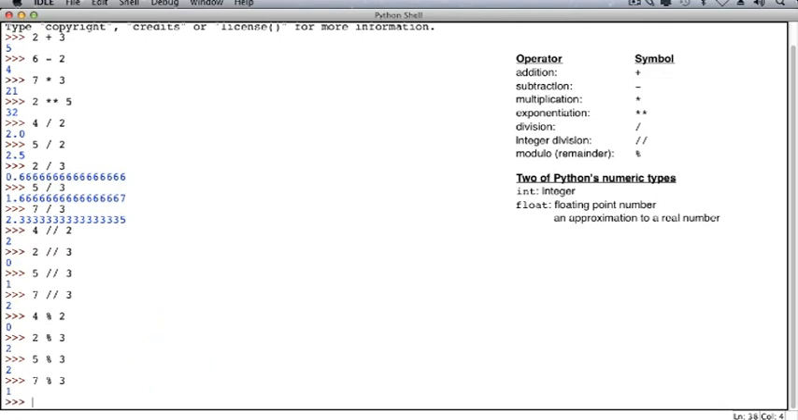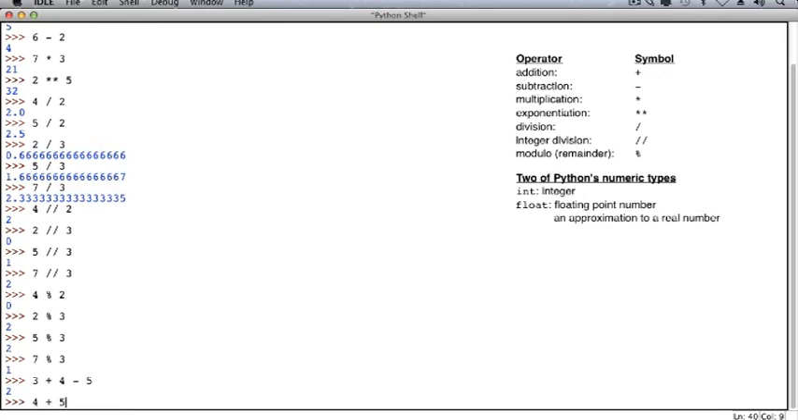Now that we've worked with these operators separately, let's combine them into expressions. We'll add 3 to 4 and subtract 5. And the operations are performed or applied from left to right. 3 is added to 4, and then 5 is subtracted from that result.